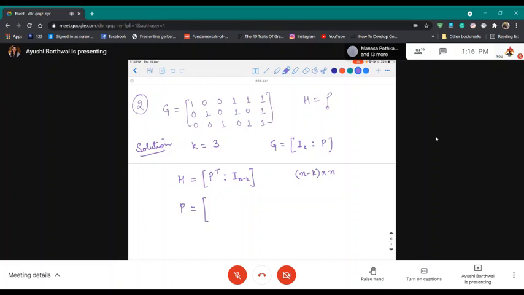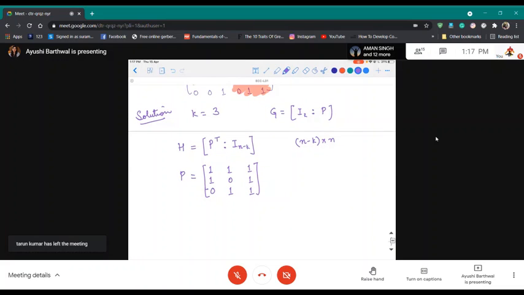So this is your parity check matrix, and it will be denoted by 1 1 1, 1 0 1, 0 1 1, and therefore H can be written as the transpose of P, 1 1 1, 1 0 1, 0 1 1. I hope you understand what we mean by transpose.